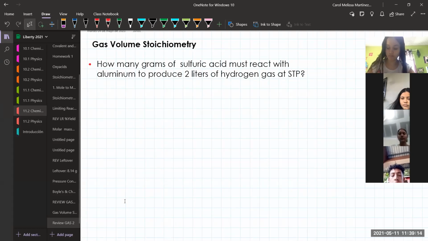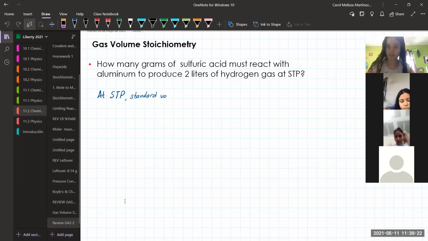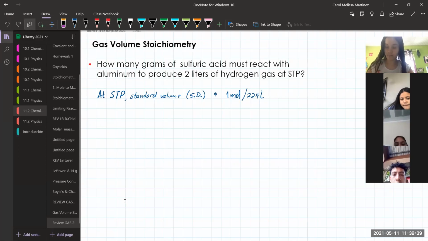Just remember this, at STP, standard volume, I abbreviate the standard volume as SD in my path, is going to be equal to, in 1 mole of that gas, you have 22.4 liters. You can use that. Okay.